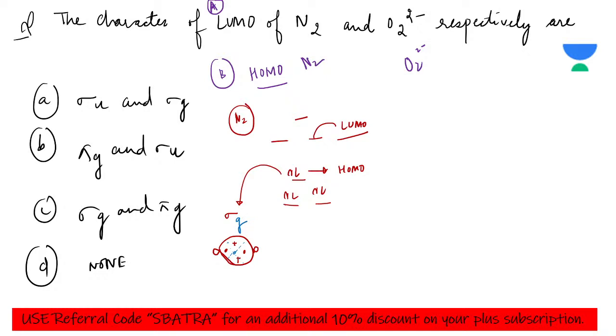Is this point clear to all of you? Any doubts to anyone? So this is the notation for HOMO of N2. But in the question we need to find out the LUMO notation. So LUMO is this orbital, that is pi star. First of all, it's pi star.